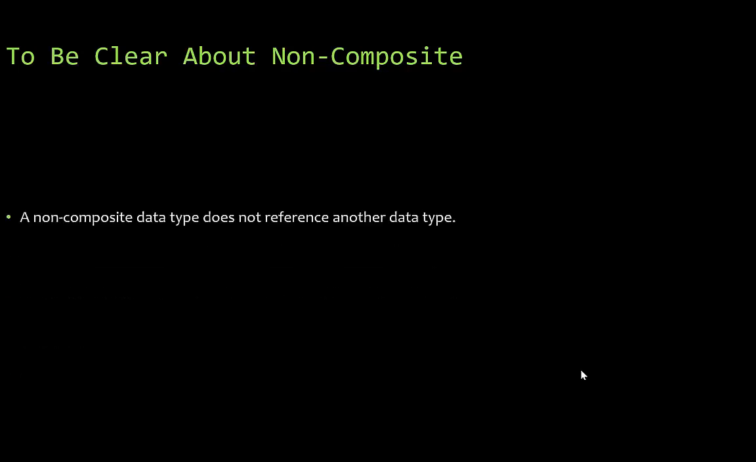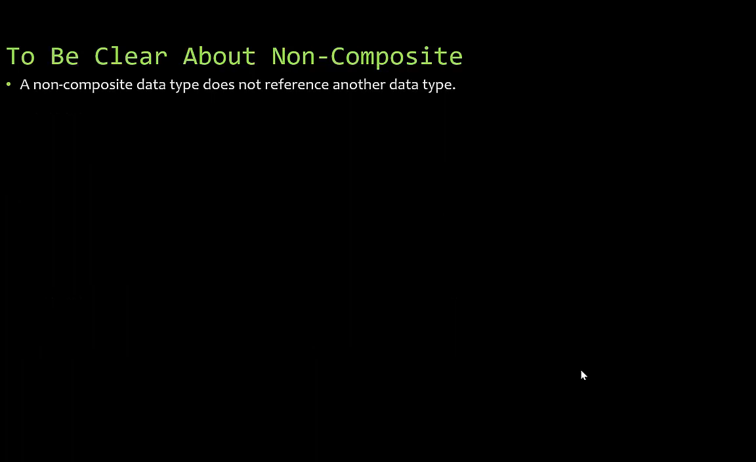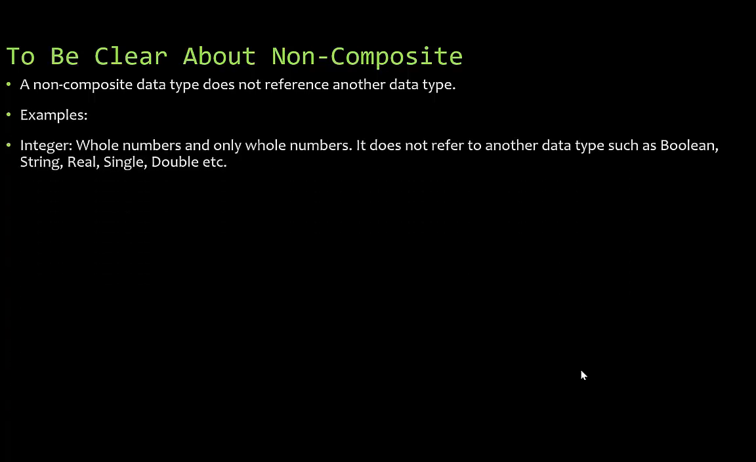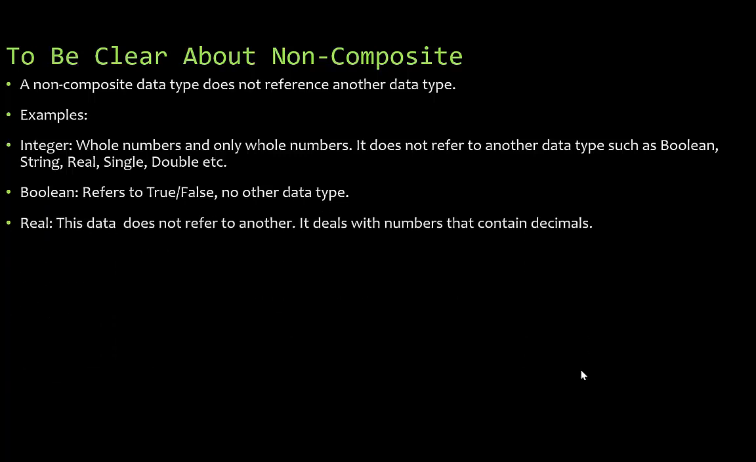Non-composite are not all enumerated. So a non-composite data type doesn't reference another data type, and there are some that are already pre-existing. For example, integers. These already pre-exist inside a programming language. They're whole numbers and only whole numbers. It doesn't refer to another data type such as boolean, string, real, single, or double. It only deals with whole numbers. Boolean refers to true and false. No other data type. Real. This data does not refer to another. It deals with numbers that contain decimals.